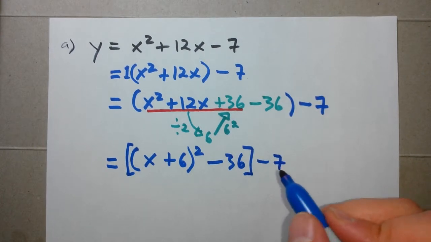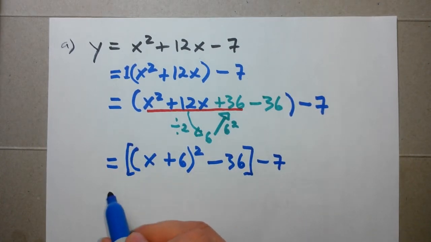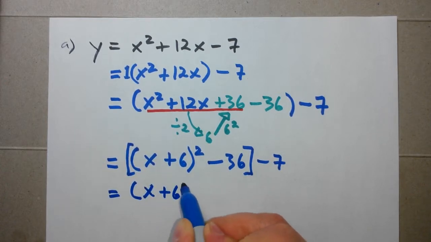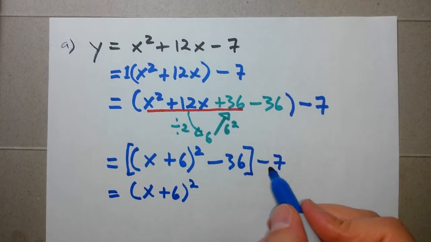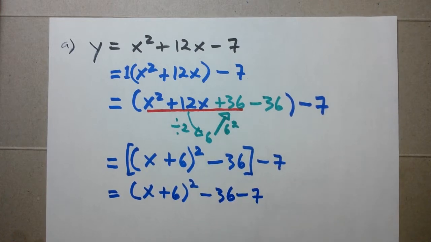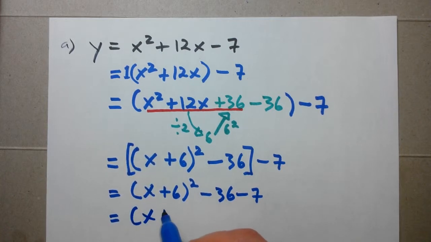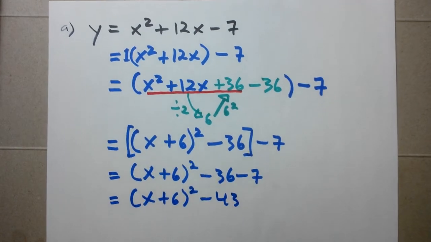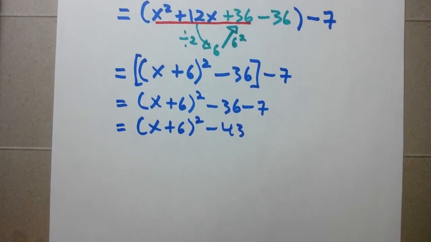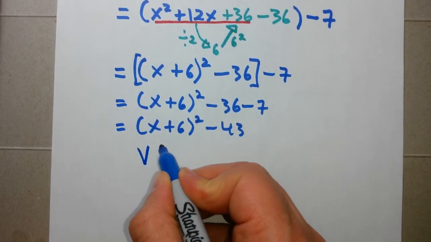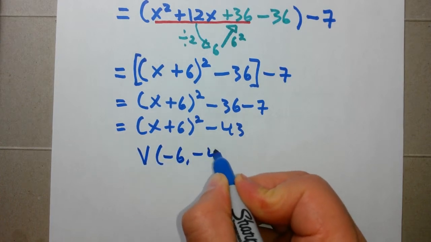Okay, and then lastly, we need to get rid of the square brackets. We write x plus 6 squared and then minus 36 minus 7. That is going to give us minus 43. So we write x plus 6 squared minus 43. What we've done is the following. Now we know what the vertex of this equation is. The vertex is minus 6 comma minus 43.